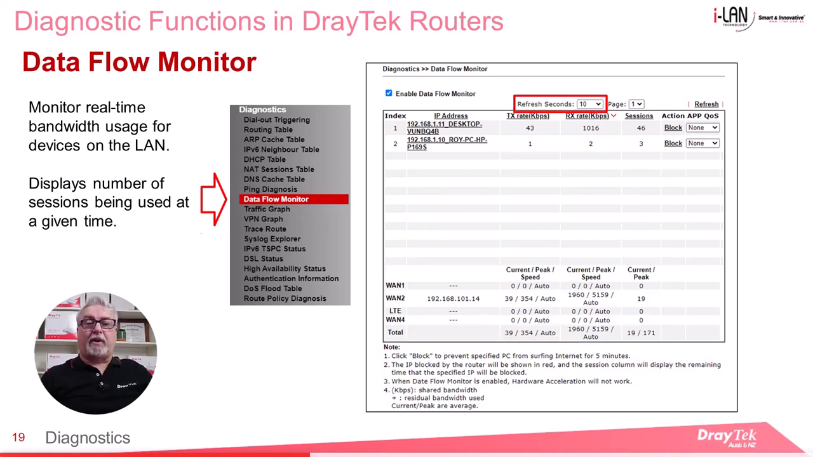This page is periodically refreshed according to the time interval selected, which can be from 10 seconds up to 1800 seconds, which is 30 minutes. So it can't be used for long-term recording or monitoring of traffic flow through the router. The data flow monitor can also be used to verify that settings configured in bandwidth management and bandwidth and session limits are working as expected.